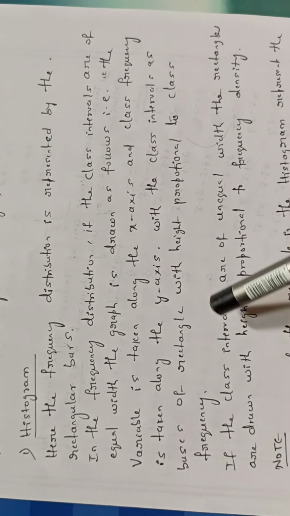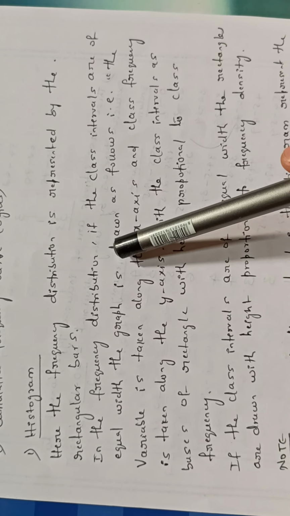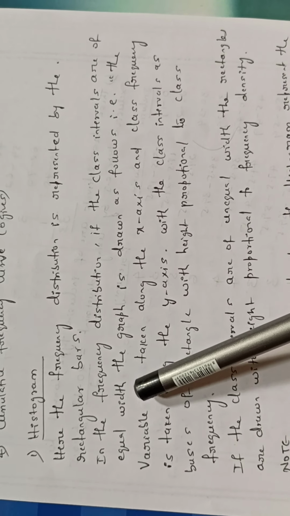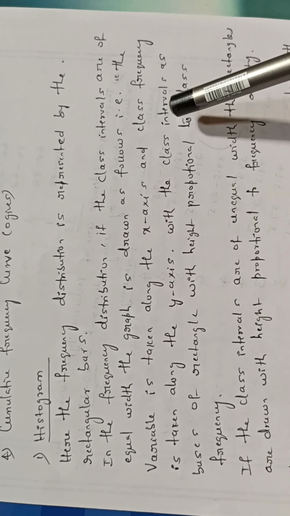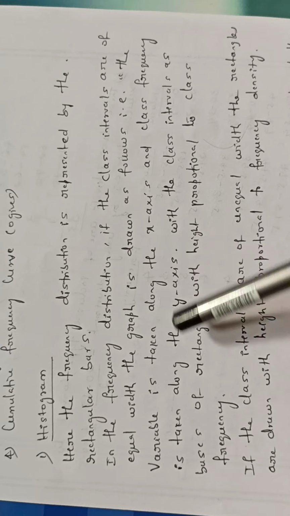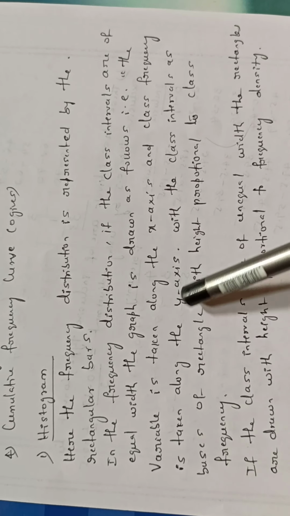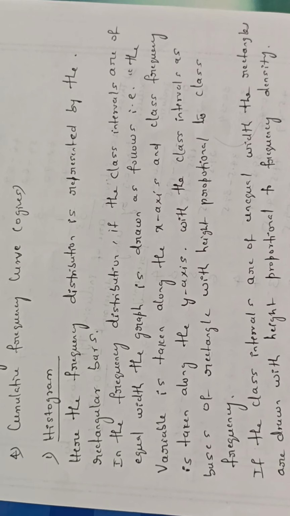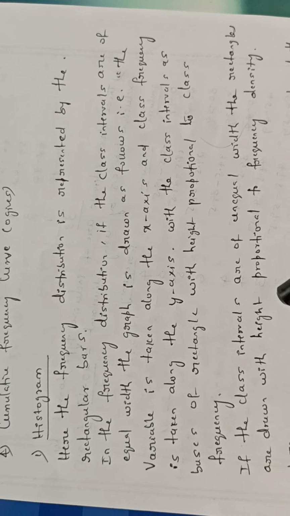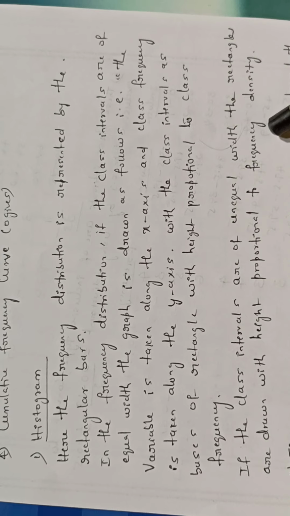So here you have to observe, if the frequency distribution, that is the class intervals, are of equal width, then what you have to do is class frequency must be taken along the y-axis and variable along the x-axis. If not, you have to do it the other way, that is height proportional to frequency density.